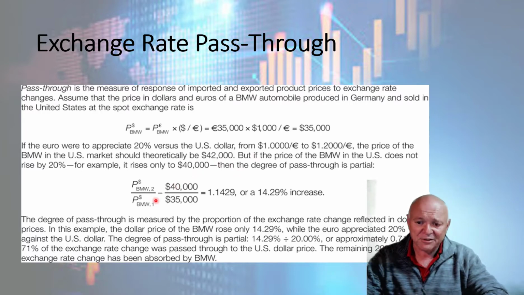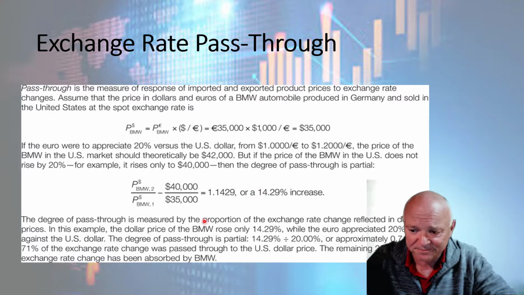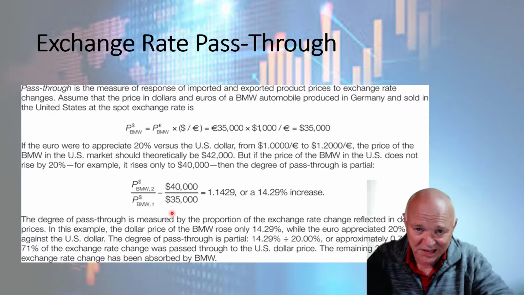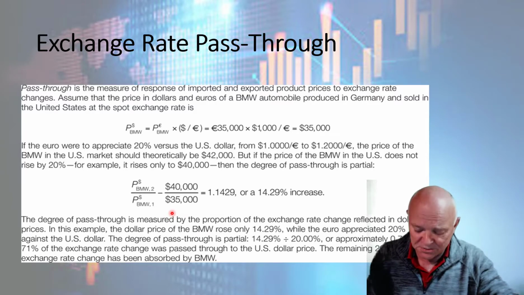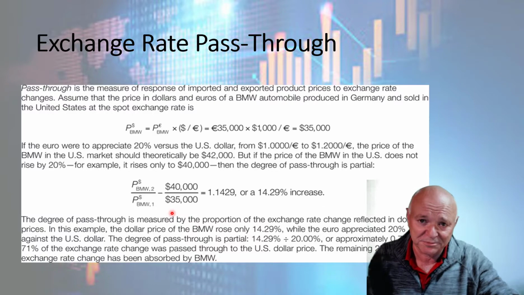So the effective amount of pass-through essentially says that here we've got our $40,000 car at the new price divided by 35,000. It implies the new euro to the dollar exchange rate would be 1.14, a 14% increase, not a 20% increase. So only about 70% of the exchange difference, the spot rate difference, is going to be passed through.